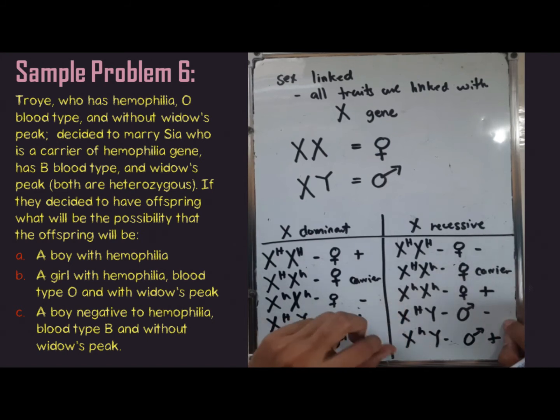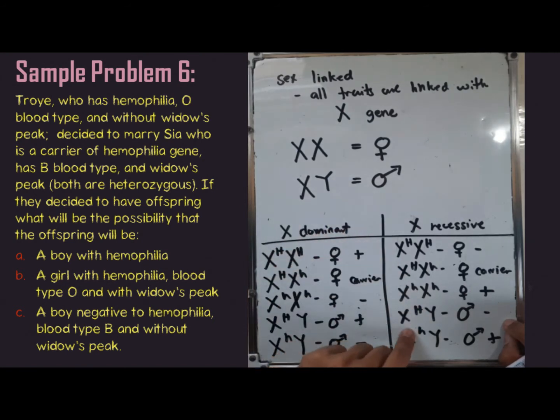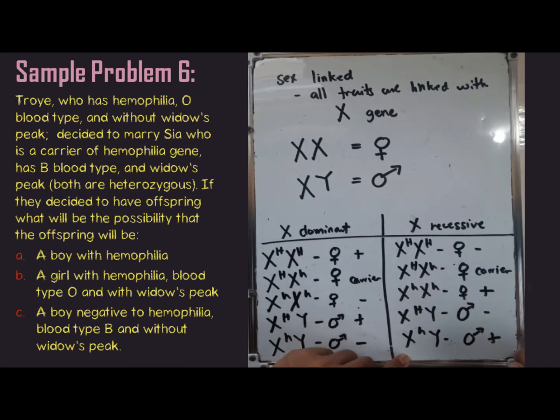Then for males, just like what I mentioned earlier, they would be binary since males only possess one X chromosome. Okay? So the male would be negative if he possesses the dominant gene for hemophilia, while if he possesses the recessive gene for hemophilia, he would be positive for this certain type of condition.